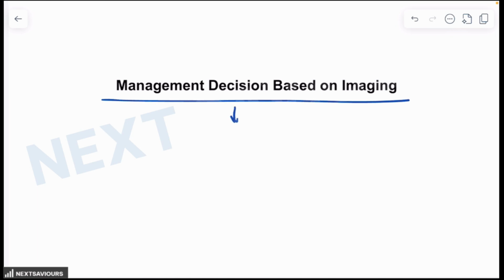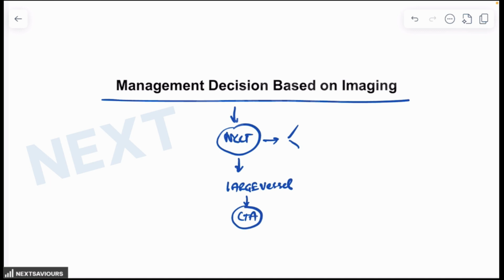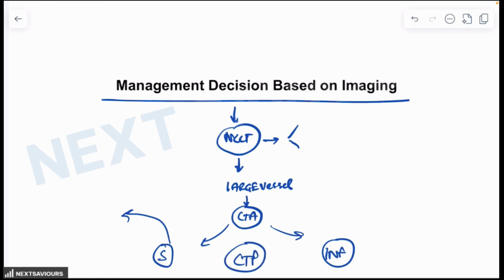So as we have already seen, first you have to go for the NCCT head. It will decide whether the patient is having hemorrhage or not. If there is no hemorrhage, consider ischemia. Then you have to identify whether the large vessel is occluded or not. This large vessel occlusion is identified on CTA. Once you have identified the vascular occlusion, then you have to look for whether the brain tissue is salvageable or not. That means whether there is infarcted tissue or salvageable brain tissue. This is to be identified on CTP. If you have identified the brain tissue to be salvageable, then obviously you go for mechanical thrombectomy. So these are the management decisions based on imaging.